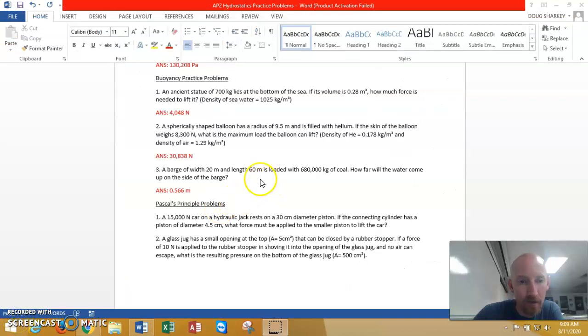All right, this is our third and last buoyancy practice problem. This one's about a barge. A barge is essentially just a big receptacle, and it floats, and you can put stuff in it. And then you have these things called tugs, and the tugs push the barges around in the water. You have a barge, and they give you the width and the length, and they load the barge up with coal. And so the question is, when they load that thing up with coal, how much water will come up on the side of the barge? What's the height of the water?